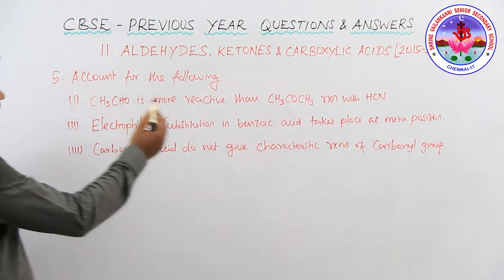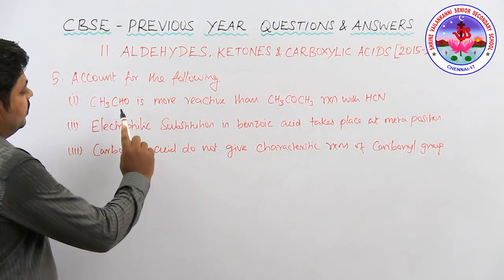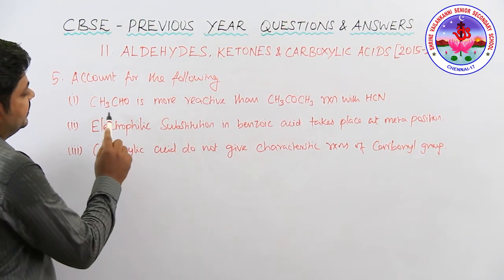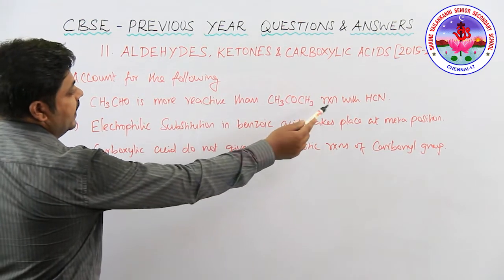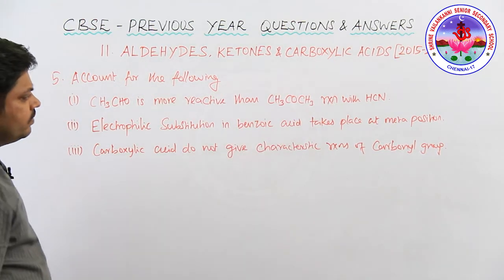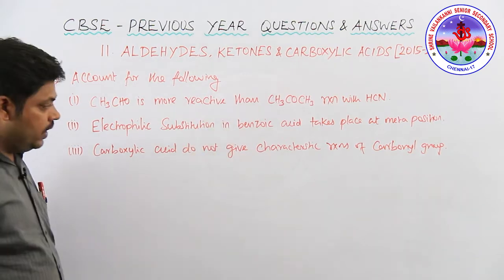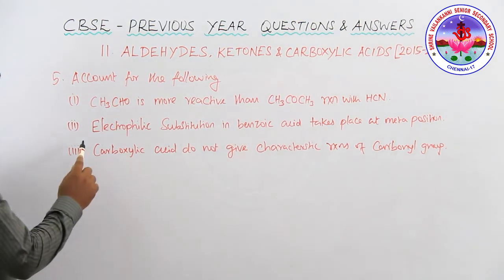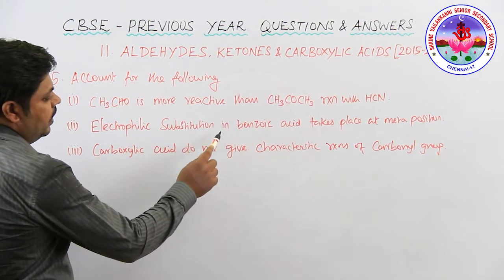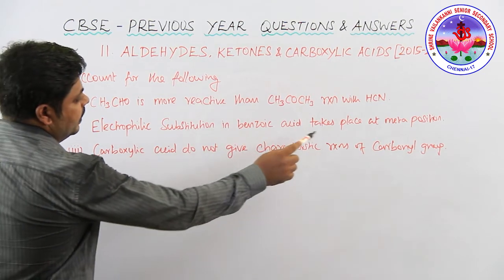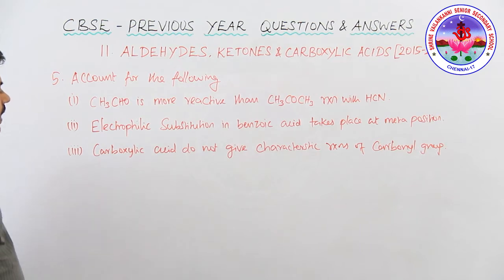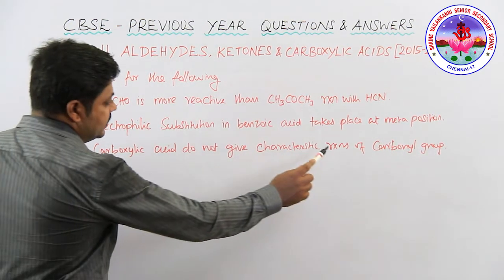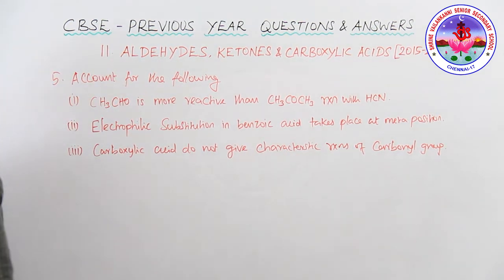Next question is account for the following. The aldehyde, see, acetaldehyde is more reactive than acetone towards reaction with hydrogen cyanide, or sometimes towards nucleophilic reaction. Then the electrophilic substitution reaction in benzoic acid takes place at the meta position. Third is carboxylic acid does not give characteristic reactions of the carbonyl group.